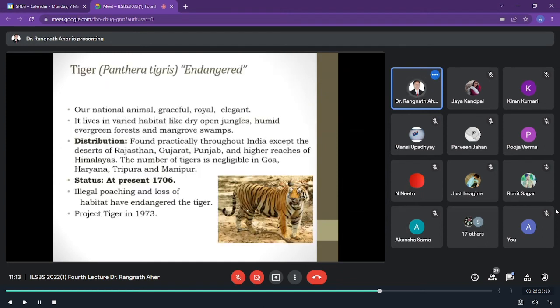Endangered fauna, that is the tiger, Panthera tigris, which is also endangered. Our national animal, graceful, royal, and elegant. It lives in varied habitats like dry open jungle, humid evergreen forest, and mangrove swamps. This is the endangered Panthera, the tiger.